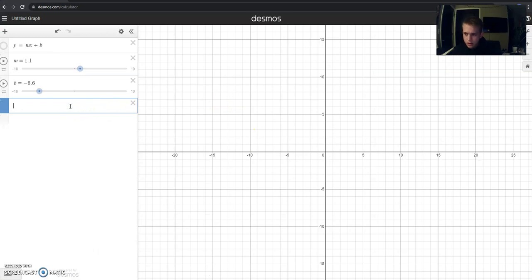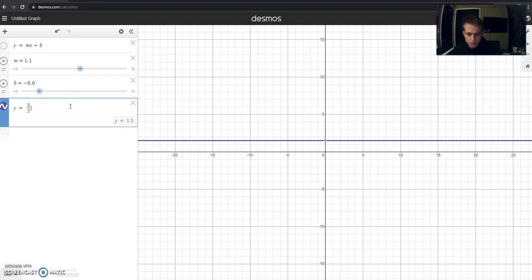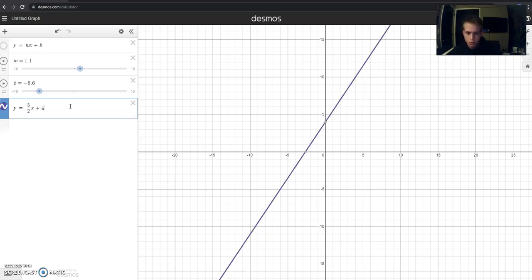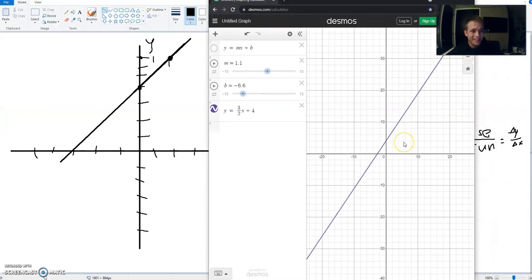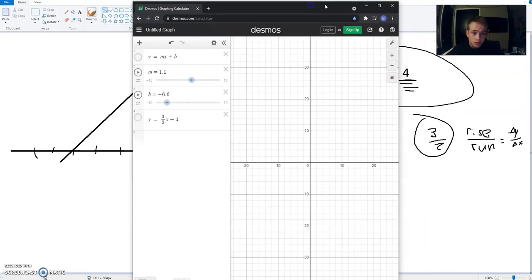And all you got to do here is type in y equals 3/2 x plus 4. And what do we think? I think that looks exactly like what we got. Or really close. Good enough. Something else I want you guys to see, just to tackle how these numbers relate to each other. Check this out.